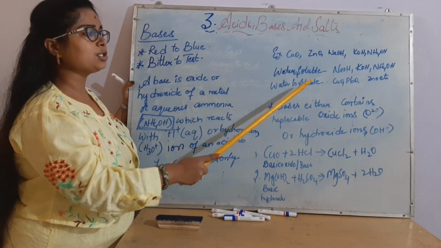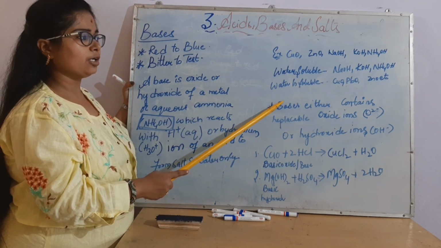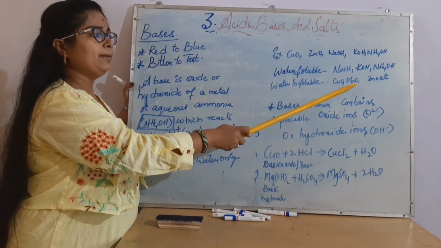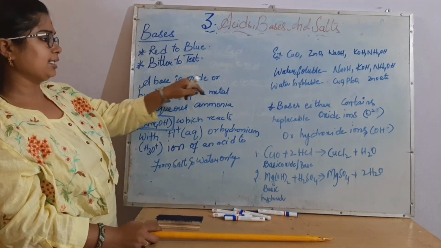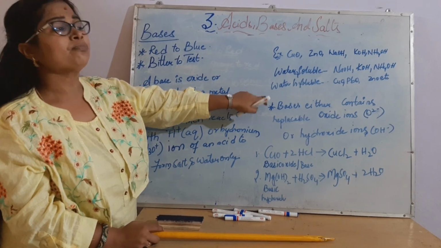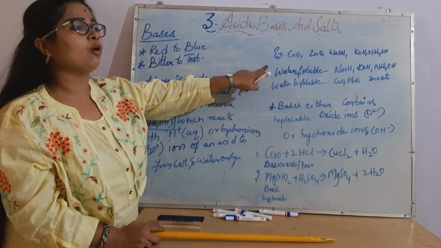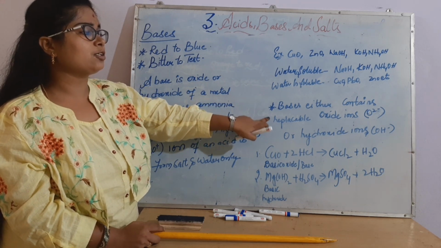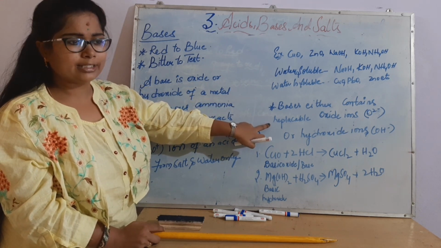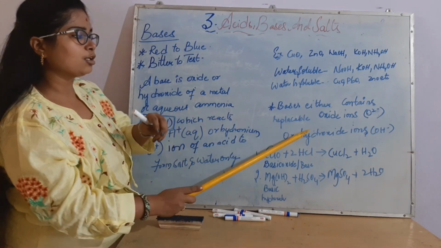Some bases are water insoluble, like CuO, PbO, ZnO. These are all oxides, right? Oxides are insoluble in water. Bases are either water soluble or water insoluble. Bases contain either oxide ions or hydroxide ions, OH minus ions.